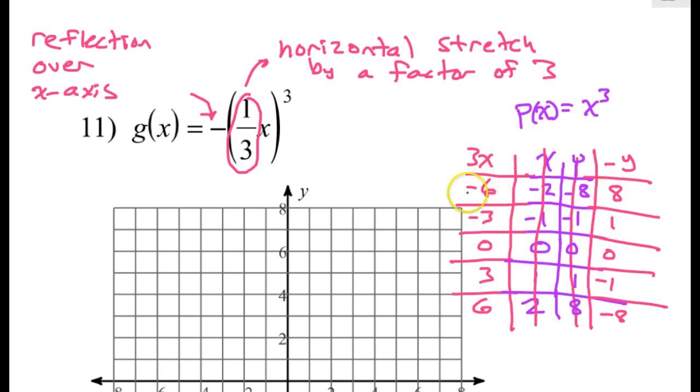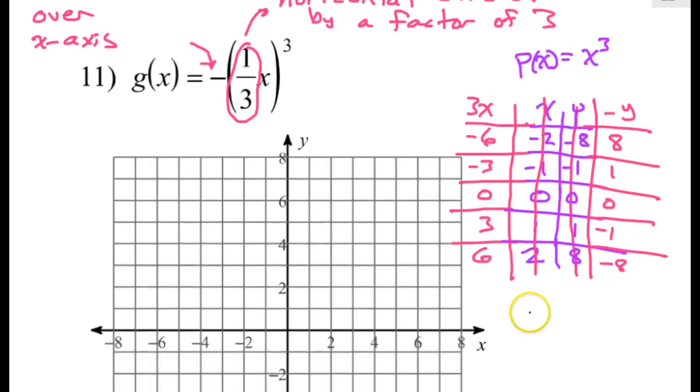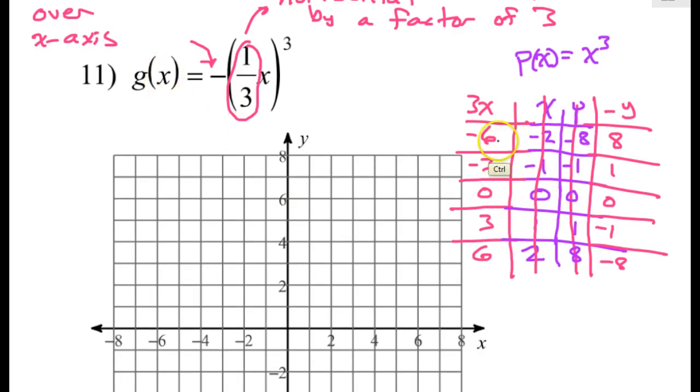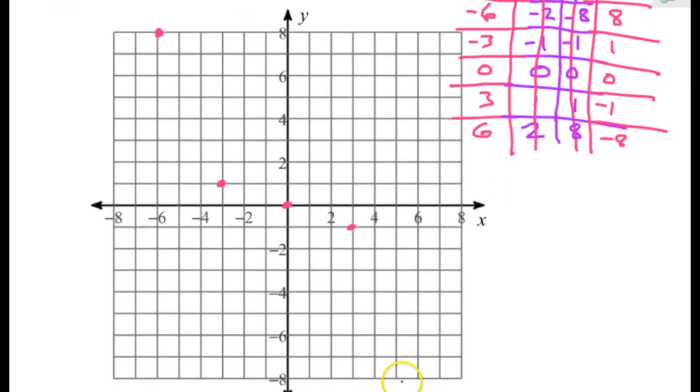So these ordered pairs represent the actual function g of x, after the two transformations. So let's see what we have. I've got -6, 8. It's going to be up there. -3, 1, 0, 0, 3, -1, and 6, -8. Okay, so you can see that this function is looking like this.